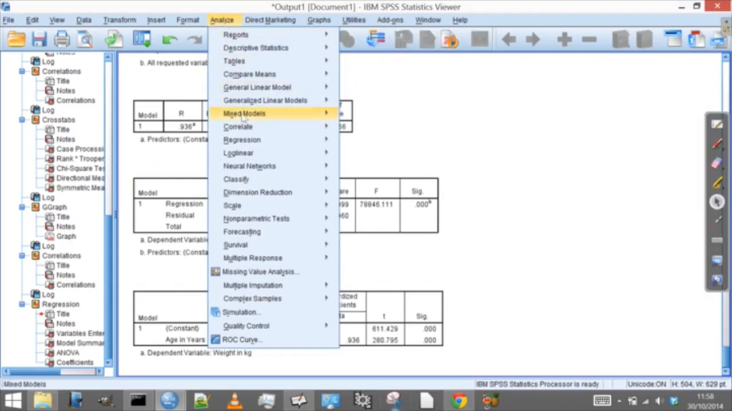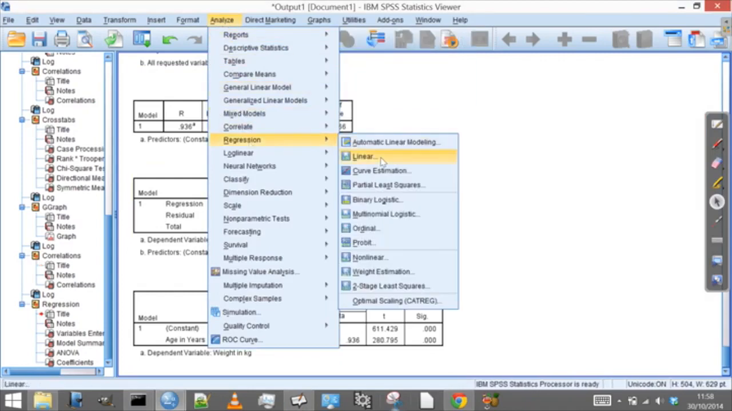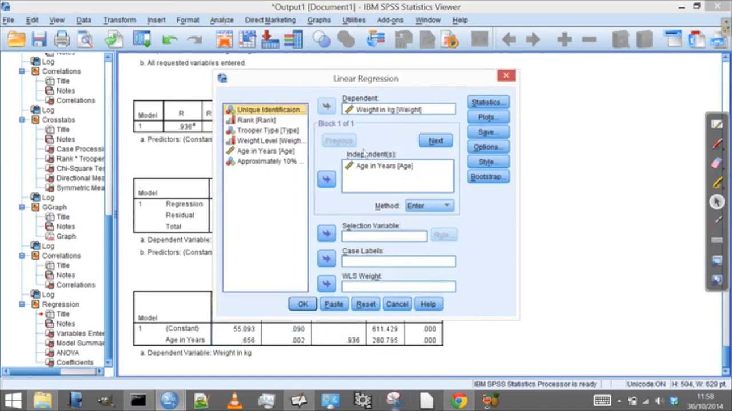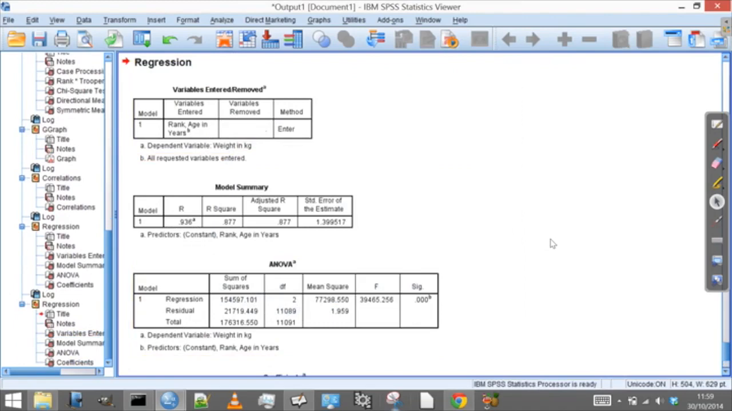We're going to go down, analyze, regression, linear again. The same place we were last time. But in our independent variables, we're now going to add another independent variable. And in this case, it's rank. And just bear in mind that it's using the coding of rank, which can be done, but it's just a slightly technical aspect. But the point to note is we're now trying to explain the variation in our data by incorporating more knowledge that we have. So if you press OK, we now get a new model that comes up.